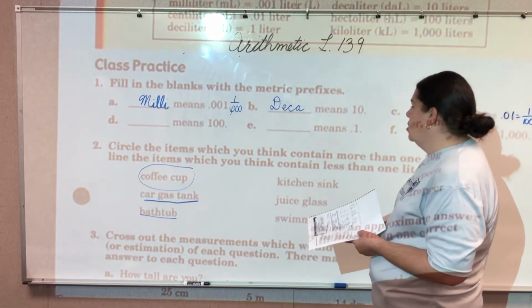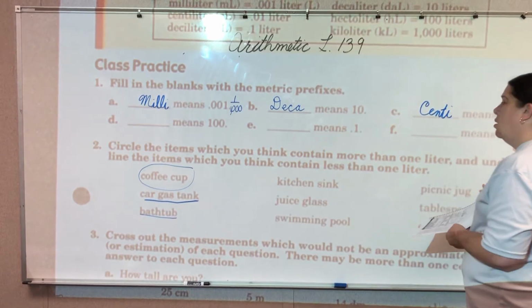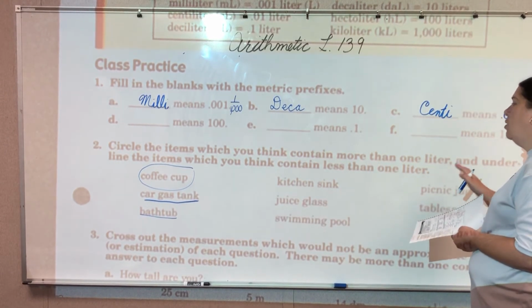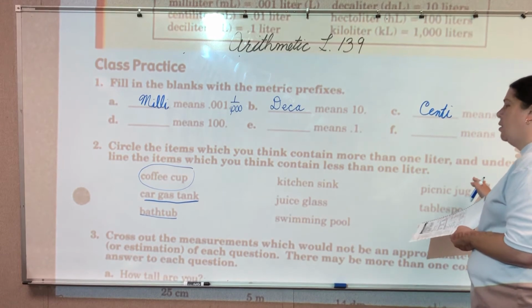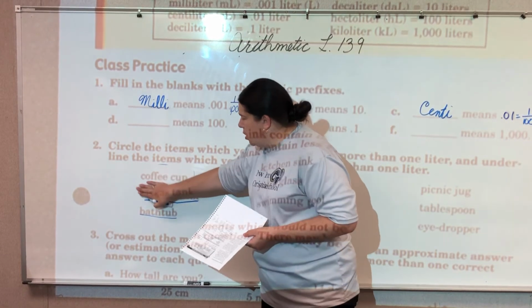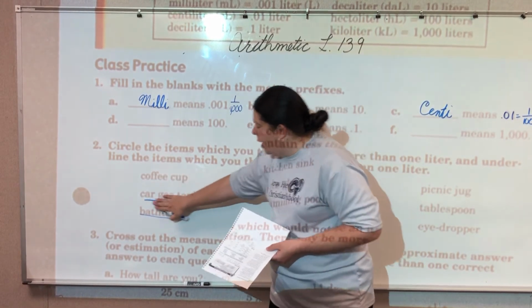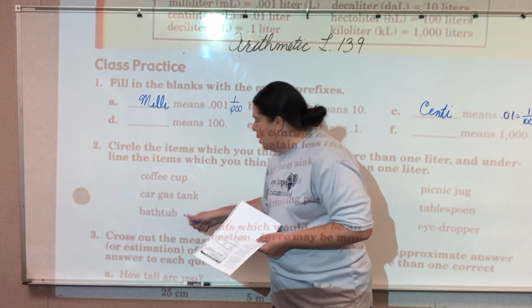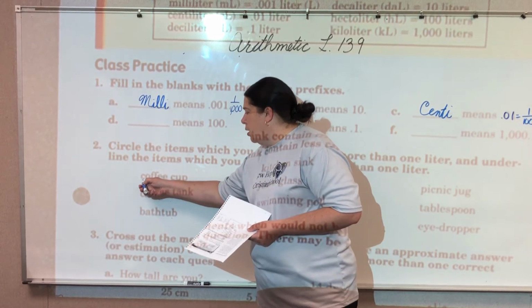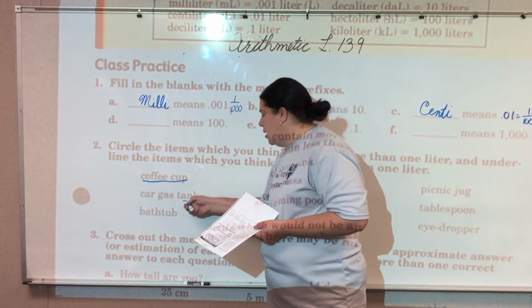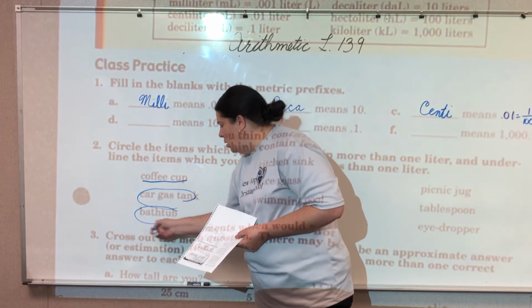No. Did I do that wrong? So circle the items that you think are more than. So I did this wrong. Boys and girls, make sure you read carefully. I read it, but I didn't think about it when I was doing it. So you're going to underline because it's less and circle because it's more.